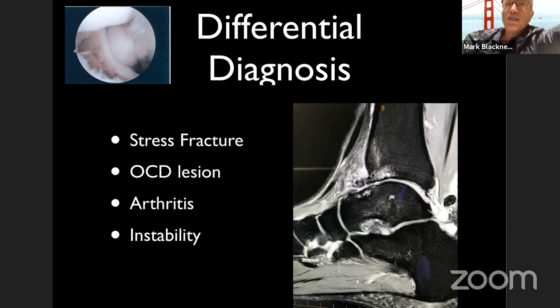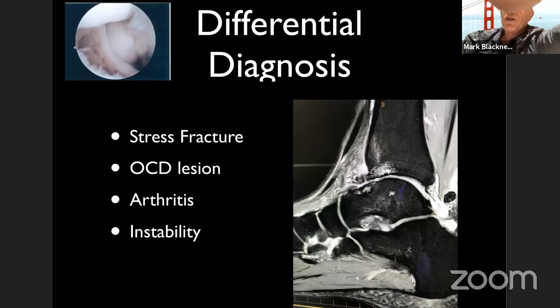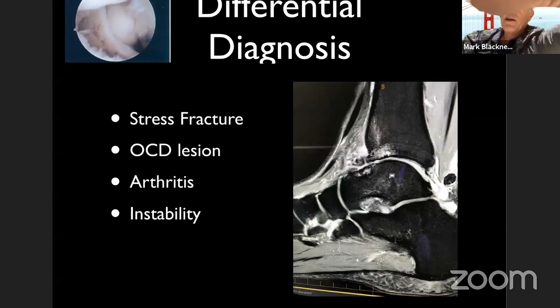And then you have conditions such as the MRI that you see here, which has features of anterior impingement, but also there's a lot of arthritis here. And this is not the case that you want to do arthroscopic debridement on, because the patient will not be happy. They will still have pain. And then there are other causes of anterior ankle pain, which can be instability.